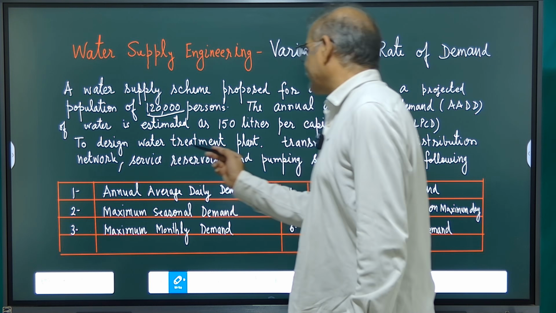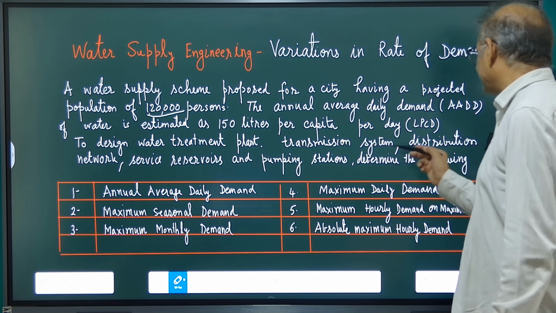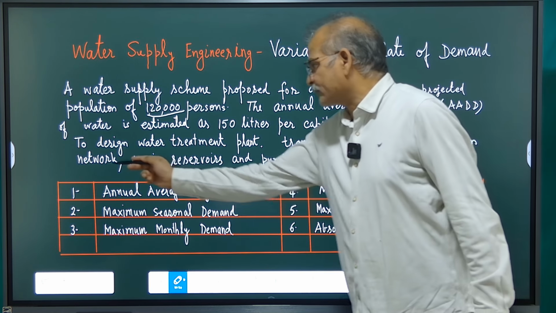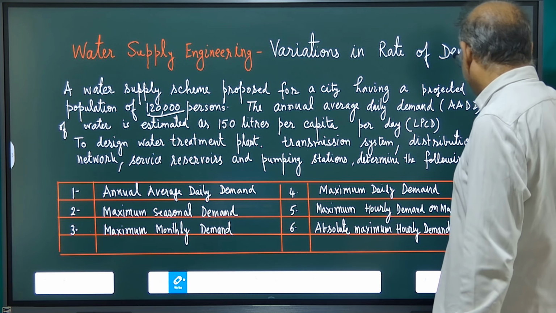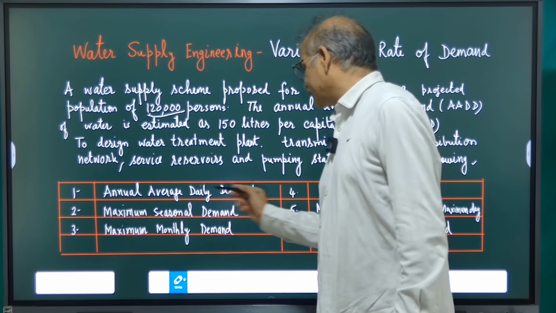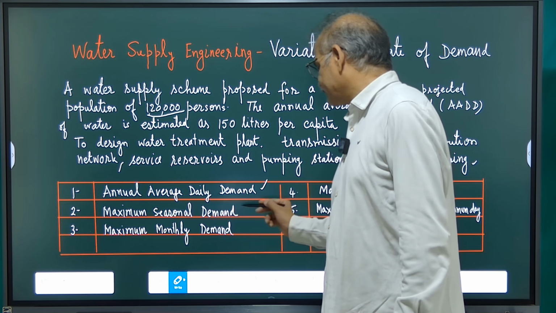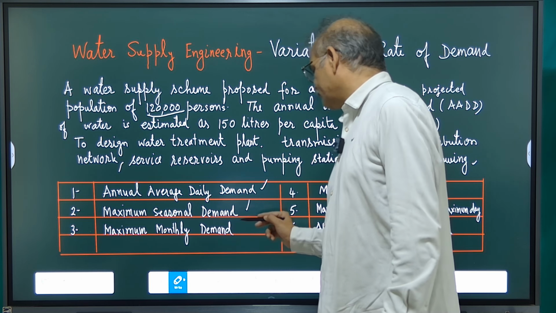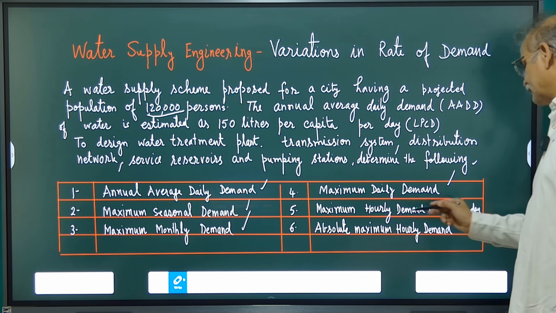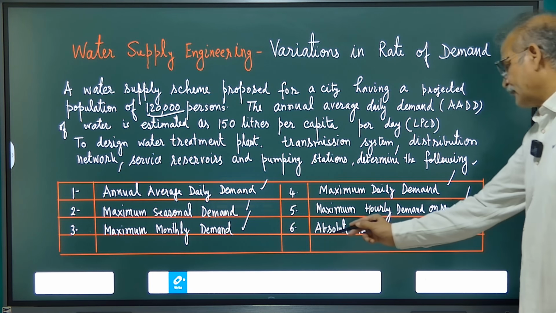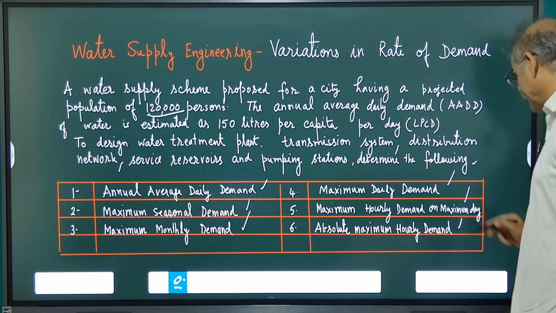To design water treatment plant, transmission system, distribution network, service reservoirs, and pumping stations, determine the following: annual average daily demand, maximum seasonal demand, maximum monthly demand, maximum daily demand, maximum hourly demand on maximum day, absolute maximum hourly demand.